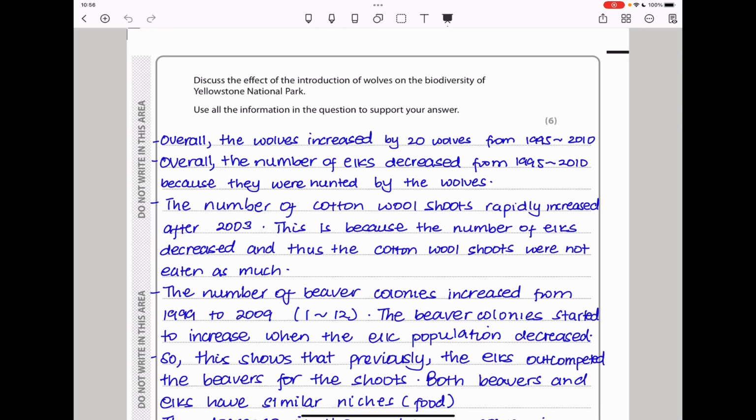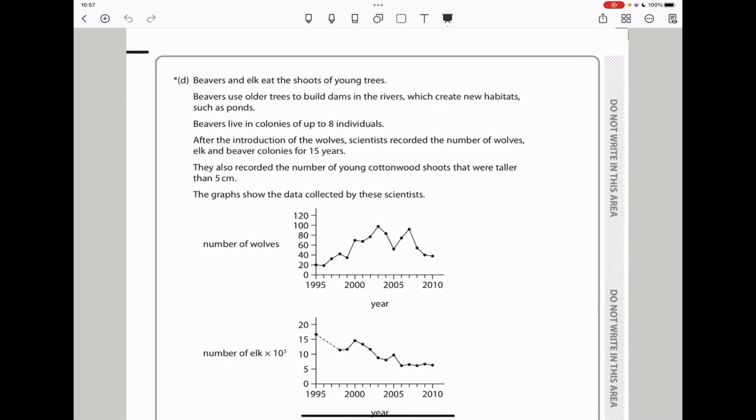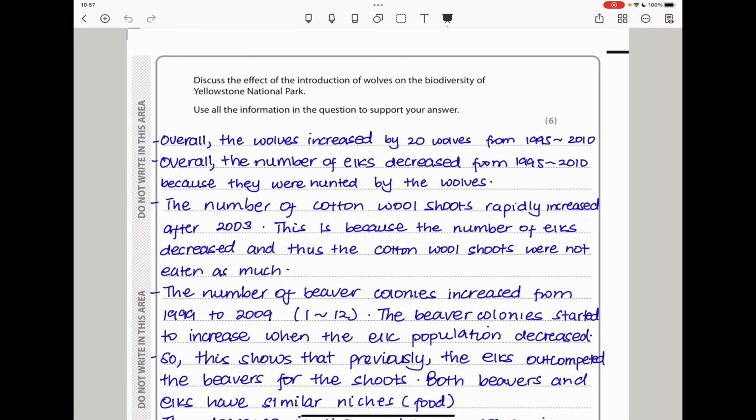Discuss the effect of introduction of wolves on the biodiversity of Yellowstone National Park. Use all the information in the question to support your answer. So here I looked at all the graphs that were given and the information in the questions. So I observed that overall the wolves increased by 20 wolves from 1995 to 2010. If I take you back here slowly to the number of wolves, you can see overall here we had 20, and at the end of 2010 we had about 40. So that is an increase from 20 to 40, about 20 wolves. So that is why I say that.